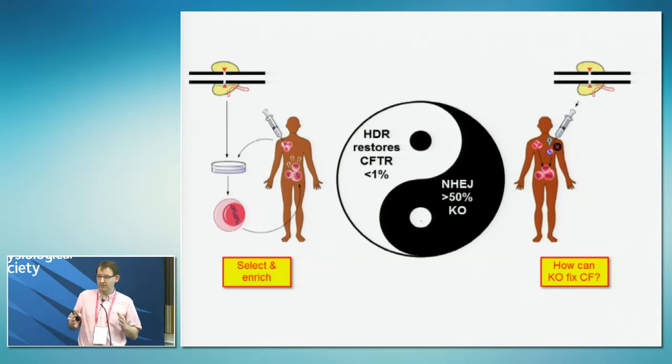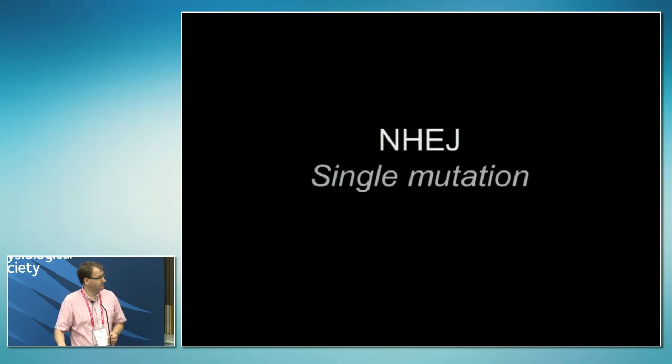This has several advantages. This occurs at all stages of the cell cycle. Many cells in the lung are very slow dividing cells, so maybe we need to use non-homologous end joining. It'll be very efficient, and as I'll show you in some of our data, we get up to 50% knockout. But how can knockout fix a gene? Surely that doesn't make sense.